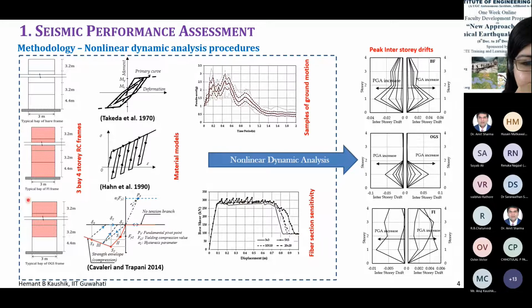So considering all these together, we can carry out the dynamic analysis, and we get such kind of output where we are here plotting the peak interstory drifts. Just for example, we are plotting the interstory drift along the height of the frame, right? For three different frames: bare frame, open ground story frame, and the fully infilled.